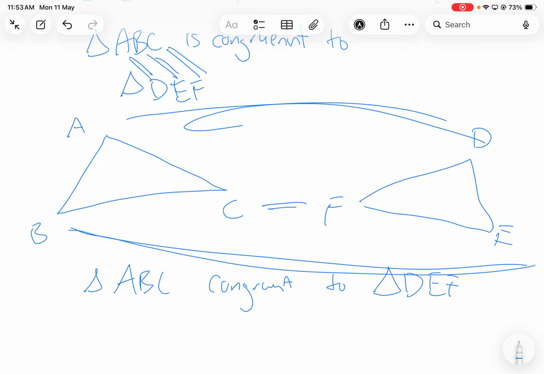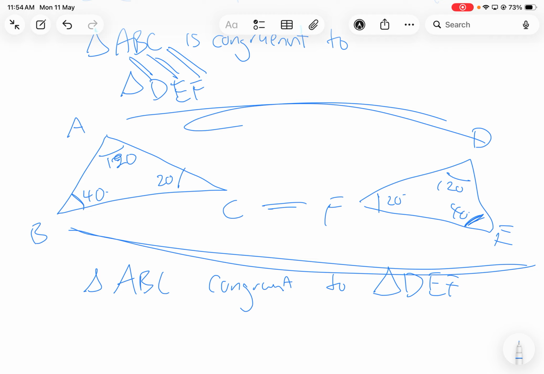Okay? For them to have the same shape, if this one is 40 degrees, that means this one here will also be 40 degrees. The corresponding angle will definitely be the same one because they have the same shape. Okay? So if this one is 120, this one will be 120. This one will be 20, this one will be 20. Because they have the same shape, definitely the corresponding angle will be the same.